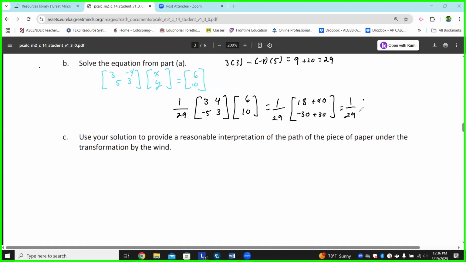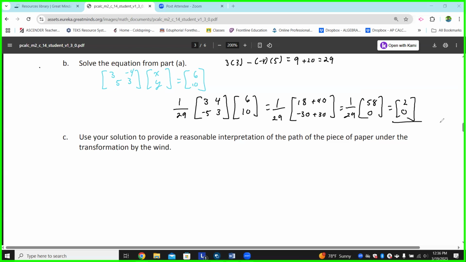Before I go any further, we still good? Okay. 18 plus 40, 58. -30 plus 30. 58 divided by 29. Love those clean numbers. 0 divided by 29, 0.